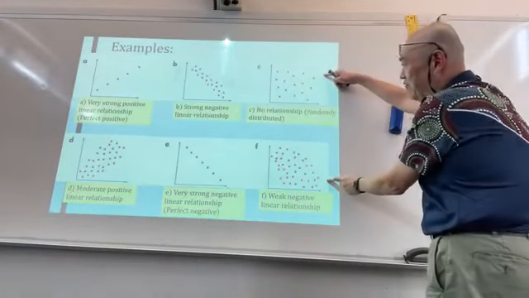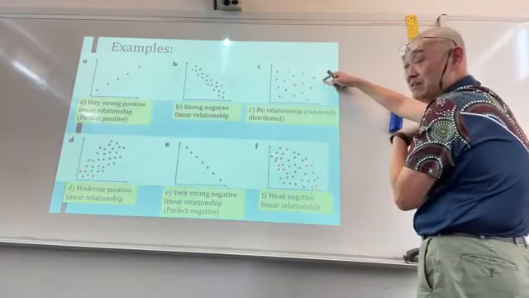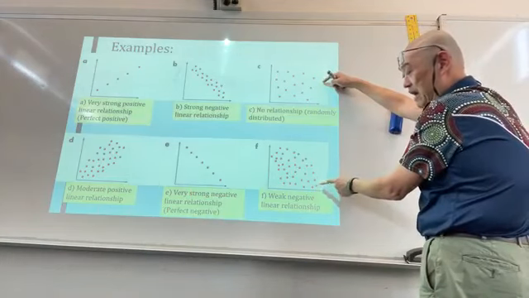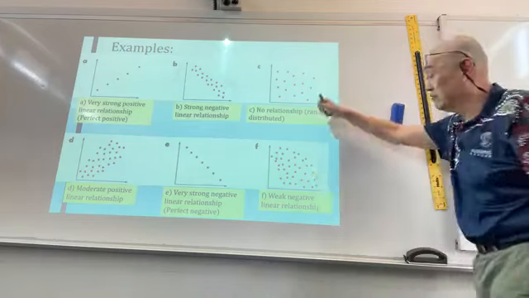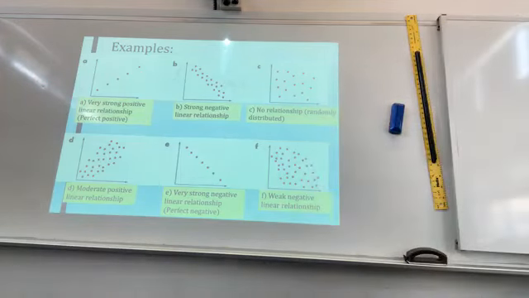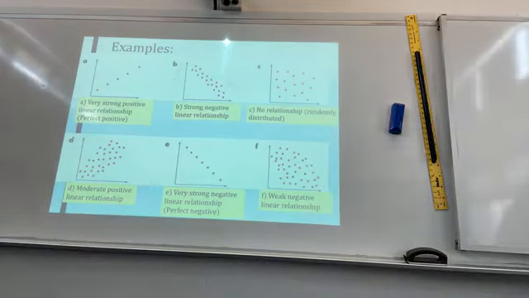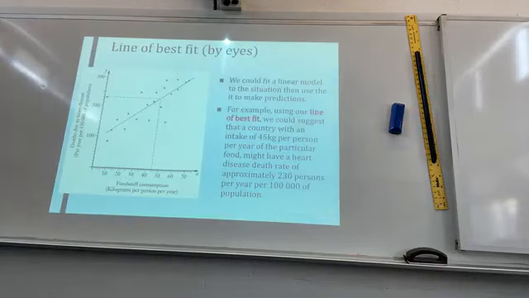This one is really, I would use no relationship. You can't be marked wrong if you say that there's no relationship. It's hard to tell if there's any relationship at all. All right? Now, line of best fit by eye.